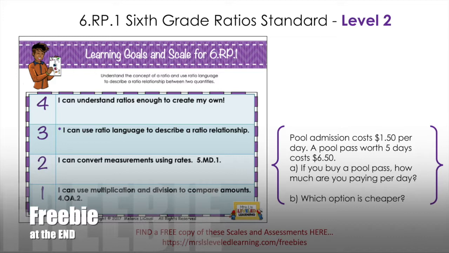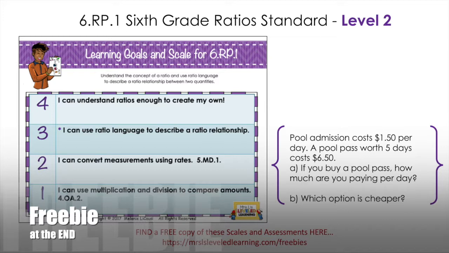Per day. In 5th grade, students were introduced to the concept of rates, that they're comparing two quantities, but that the denominator is always one thing. So $1.50 for every 1 day, $6.50 for every 1 pass. So if the denominator is one item, that's a rate. They may or may not remember that.